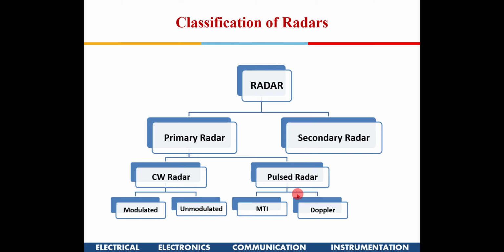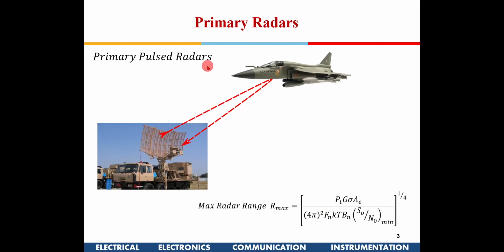Now what we are going to see is a pulsed radar, in which we have MTI and Doppler. So it is pulsed in nature, so we can find the range, and it is also a moving target indicator and a Doppler radar, and hence we can find the velocity also. In the first class we derived the equation for the radar maximum range. If you don't remember this, please refer to lecture number 1.